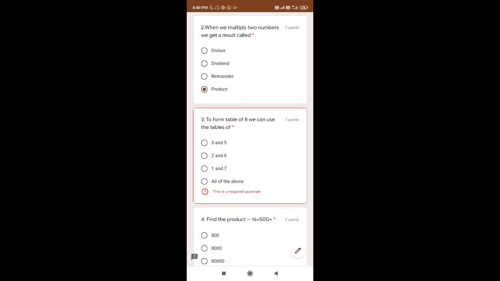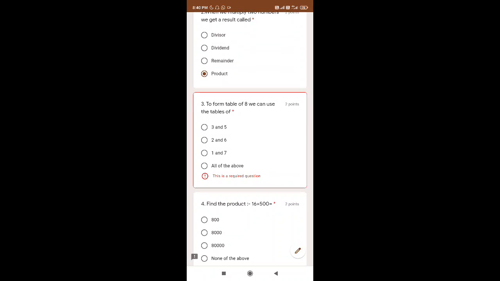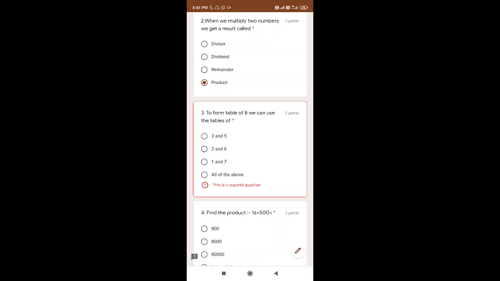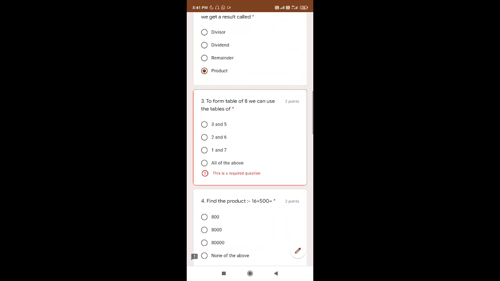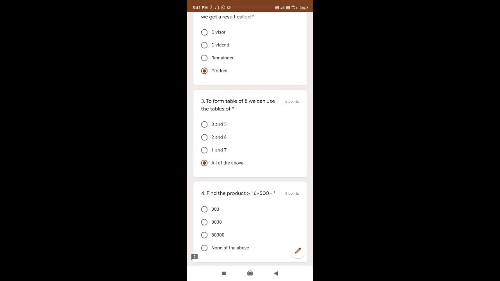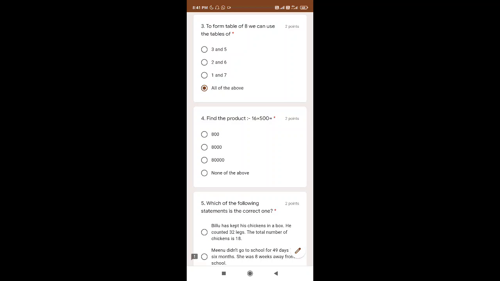Then come to question number 3. To form table of 8, we can use the tables of option A 3 and 5, option B 2 and 6, option C 1 and 7, option D all of the above. So to form table of 8, we can use the tables of all of the above. We can use 3 and 5, or we can use also 2 and 6, or we can also use 1 and 7. So all of the above are correct options.